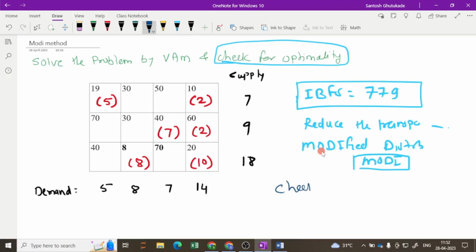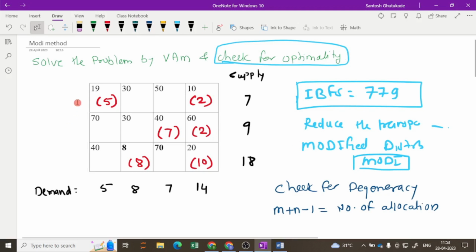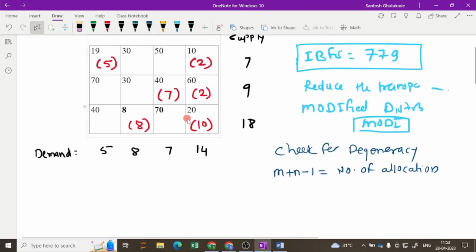Before going for the MODI method, we have to check for degeneracy. Degeneracy is nothing but checking the number of allocations. For that there is a formula: m plus n minus 1 should be equal to the number of allocations. Here m is the number of rows. If you check, there are 3 rows and 4 columns. So 3 plus 4 minus 1, that is 7 minus 1, equal to 6. Now we have to check the number of allocations.